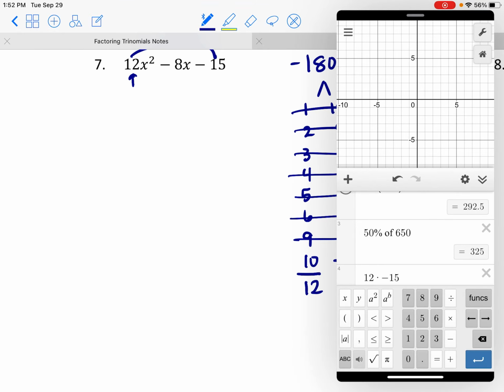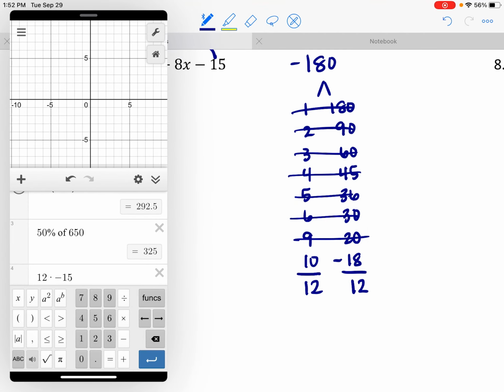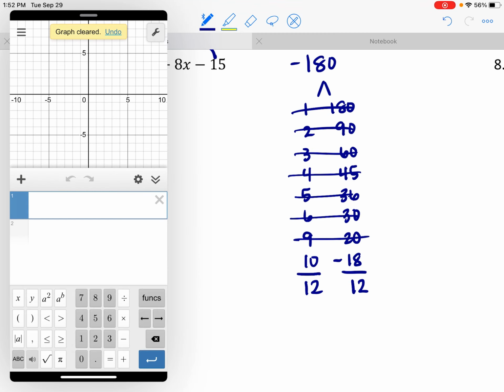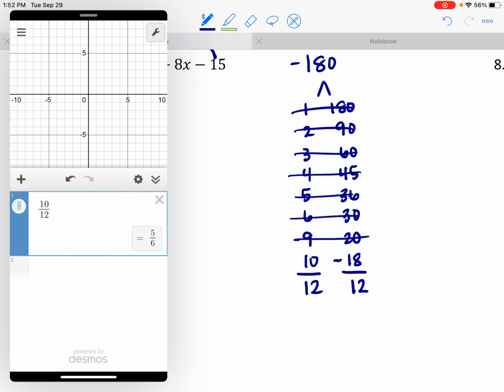And then if you don't like reducing fractions, I should have put this out there sooner. Your calculator, your Desmos will do this for you. So like 10 twelfths. If you put 10 divided by 12, it'll give you the decimal, but you tap on the little fraction in the blue over here, and it will convert it to a reduced fraction. So if you don't like reducing, use Desmos. It tells you this reduces to 5 over 6.